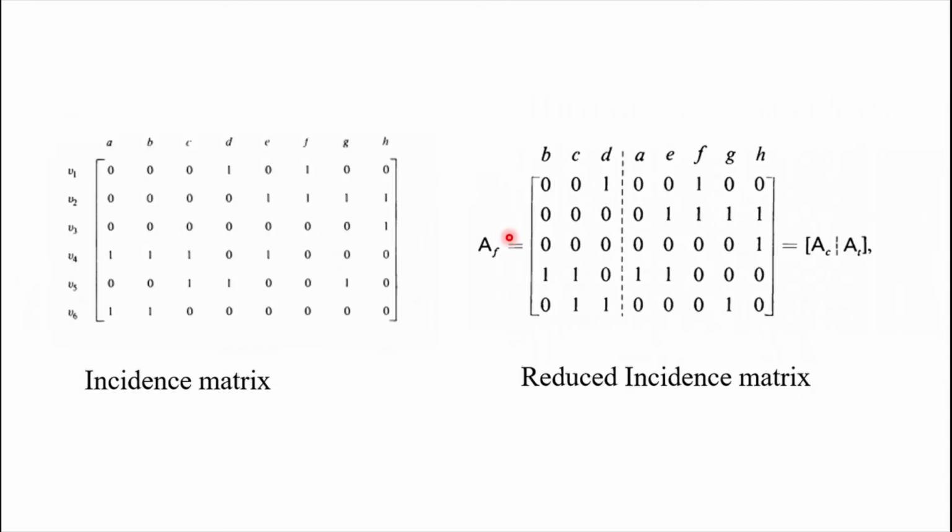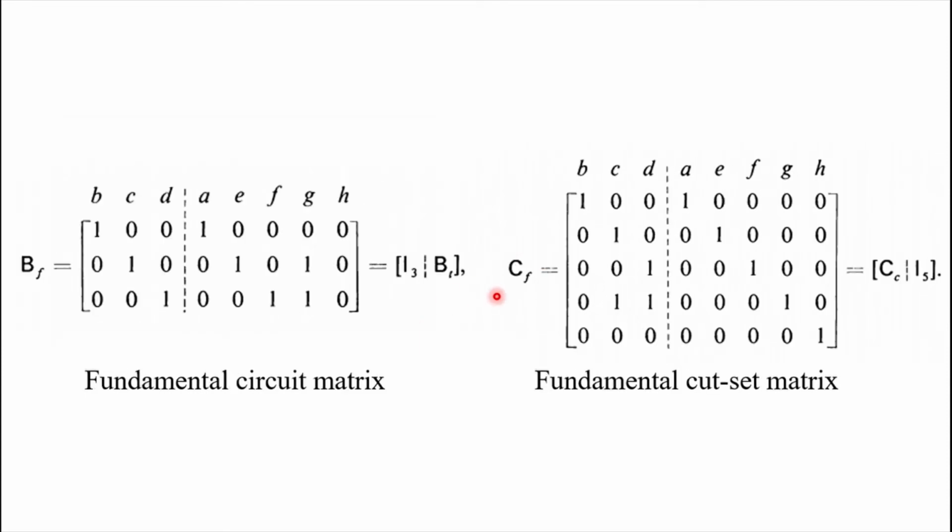So that's how I got the AF. After that, BF, the fundamental circuit matrix. Now, how to write the fundamental circuit matrix has already been explained. Next is CF, the fundamental cut set matrix. I have already explained how to write this fundamental cut set matrix.